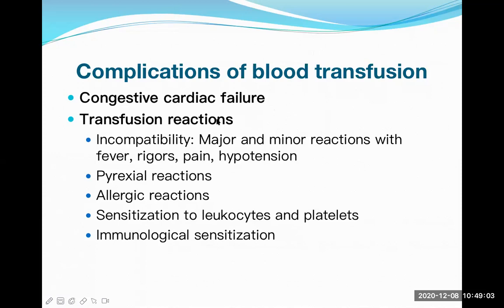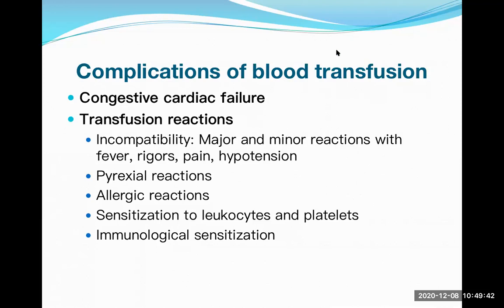Another important type of complication is transfusion reactions. Now, what are these? These are incompatibility, also known as blood incompatible reaction. If we give the wrong blood to the patient, for example, the patient is A positive and I give B positive blood, it will be a major problem. A massive acute hemolytic reaction occurs. That hemolysis will release a lot of hemoglobin outside. That hemoglobin can block the renal tubules, and the person can have acute renal failure. Because of this, the person can even die.